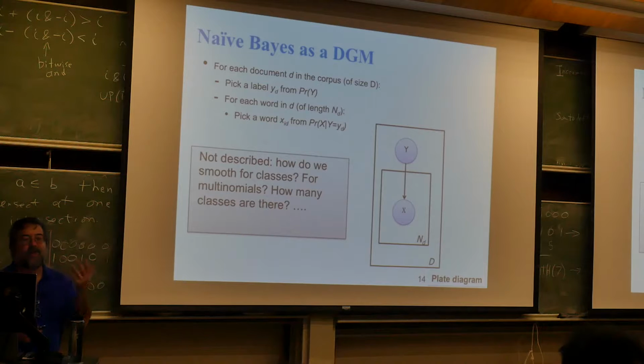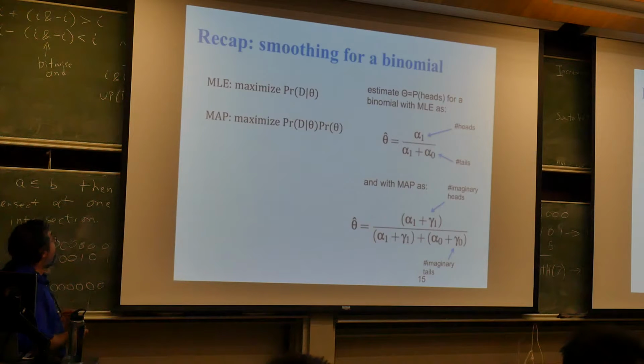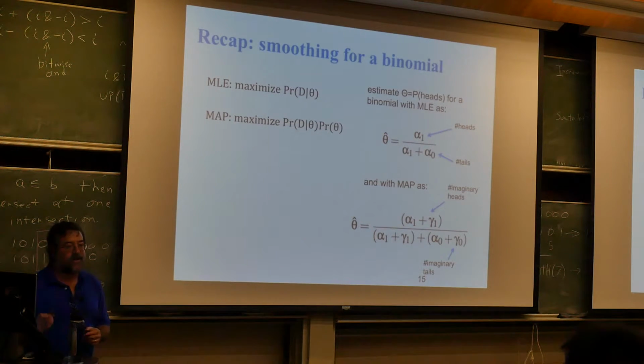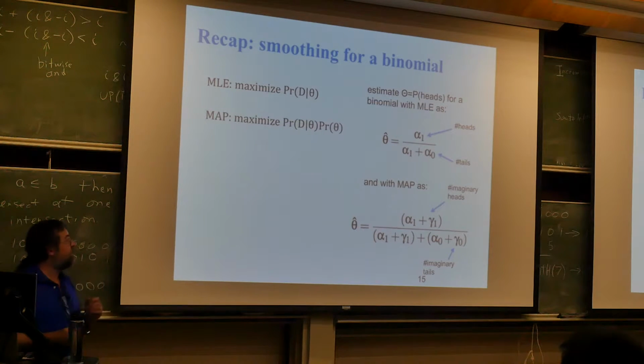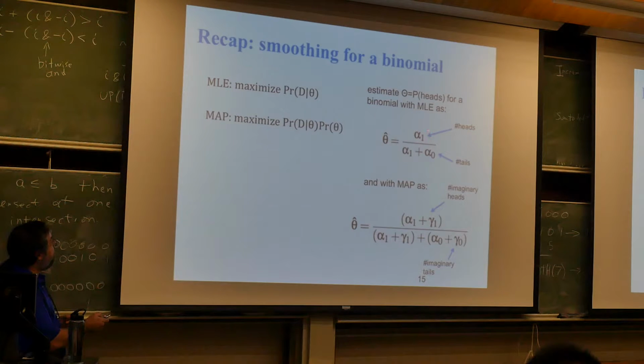So let's talk about smoothing for naive Bayes and how we can stick that process in this picture. Earlier this semester we looked at the problem of doing machine learning as optimization, and the simple warm-up example I gave was finding the parameters of a binomial. In the binomial, you flip the coin n times, you get k heads. The MLE estimate is k over n. Or in this formulation, if I had alpha 1 heads and alpha 0 tails, then the probability of getting heads or tails under MLE is this.